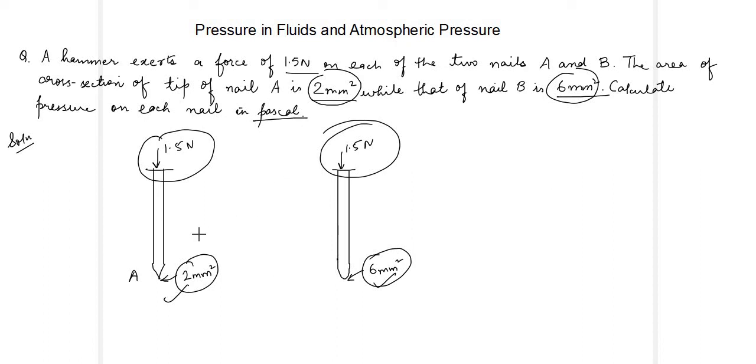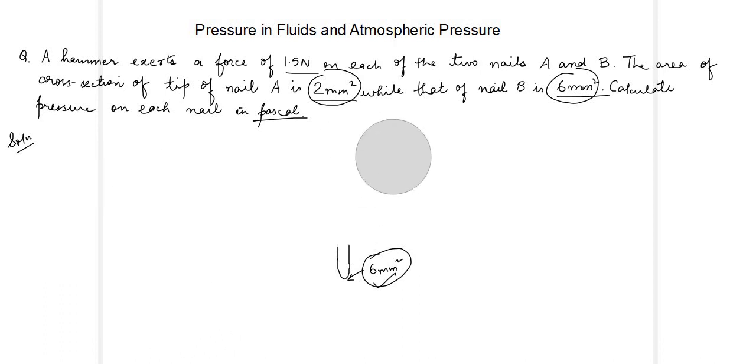We have to find it in Pascal, so everything should be in SI unit because the SI unit of pressure is Pascal. So for force we take the SI unit Newton, but the SI unit of area is not mm square but meter square. So we have to convert mm square into meter square first of all. Anyway, I am now erasing the figure. This was just for explanation. You need not draw the figure.